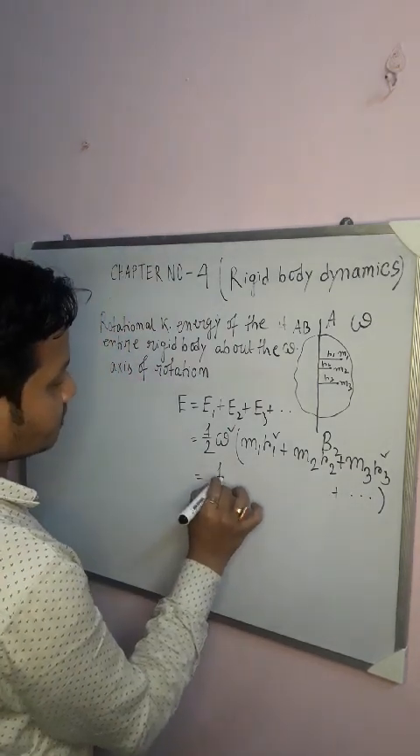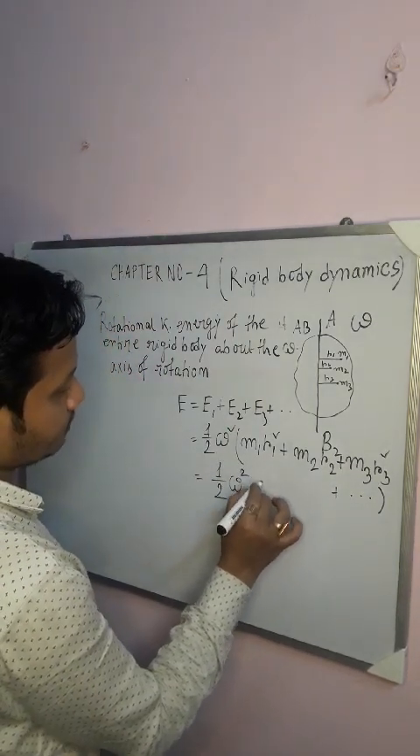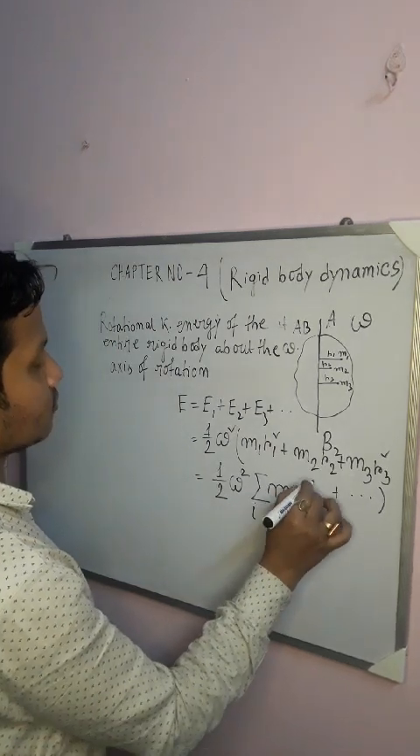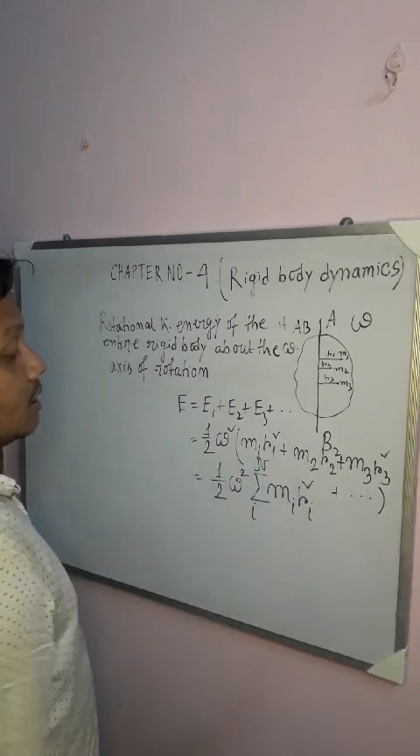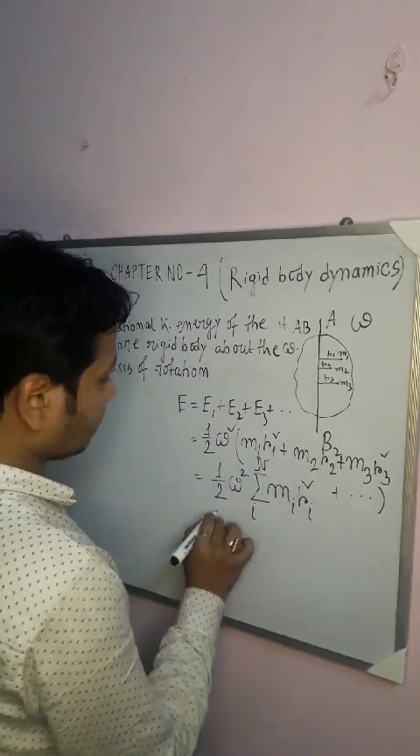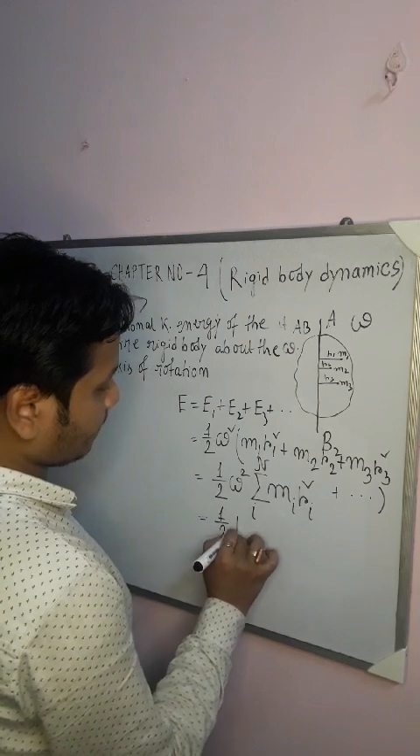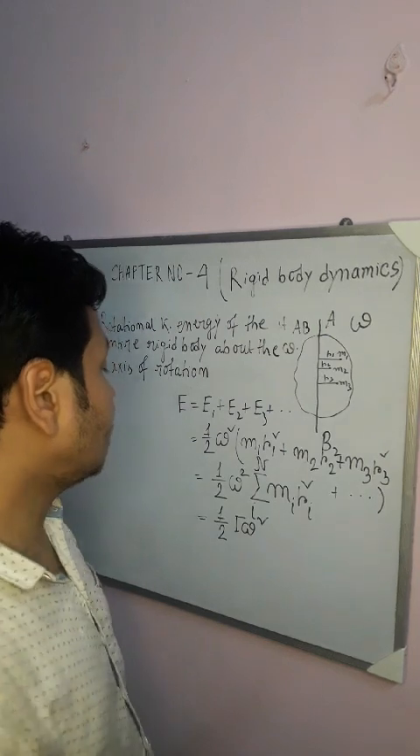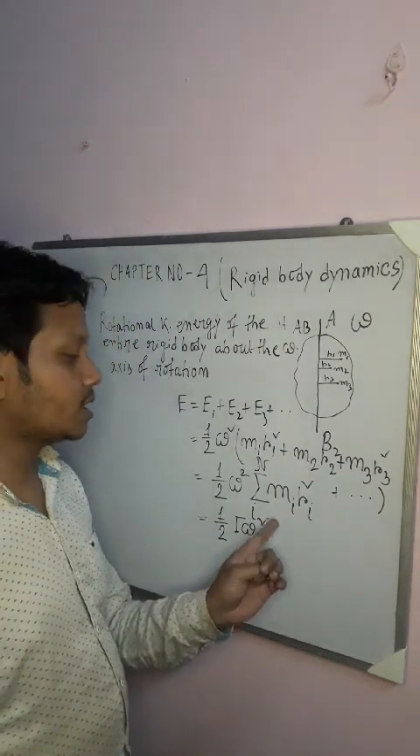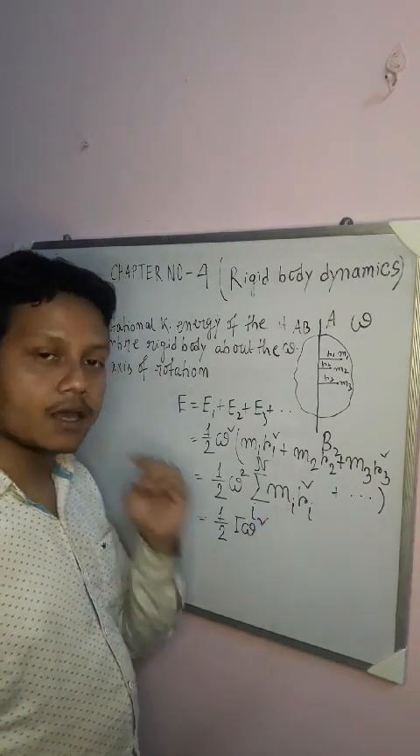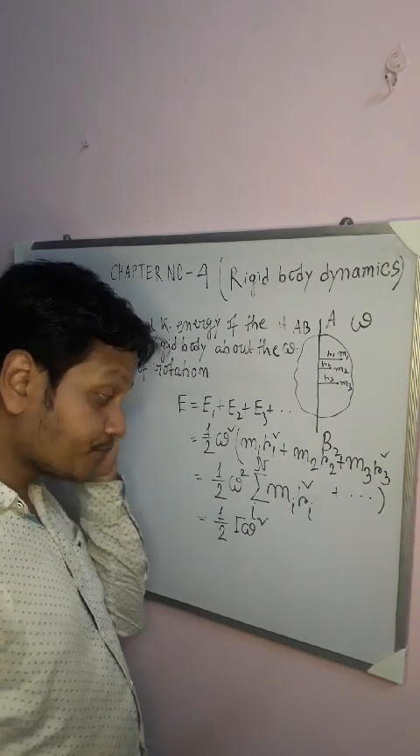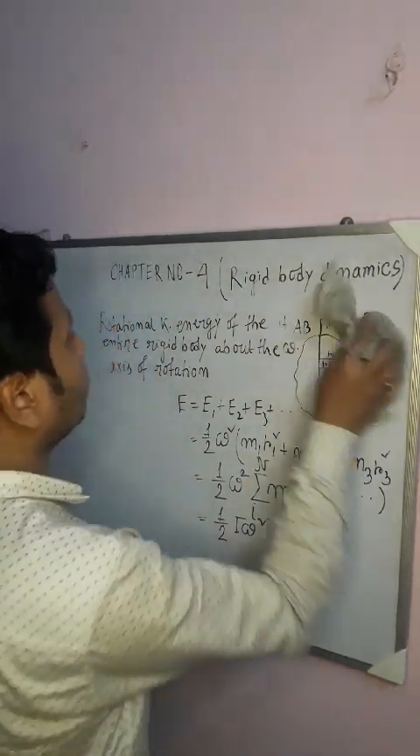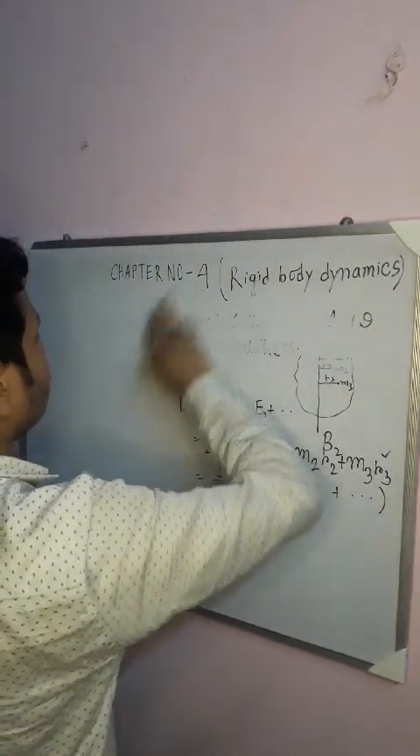We can simply write this term as the sum over i of m_i r_i squared, with i from 1 to n, and this is known as the moment of inertia of the entire rigid body about the axis of rotation. This is the concept of moment of inertia in rotational motion.